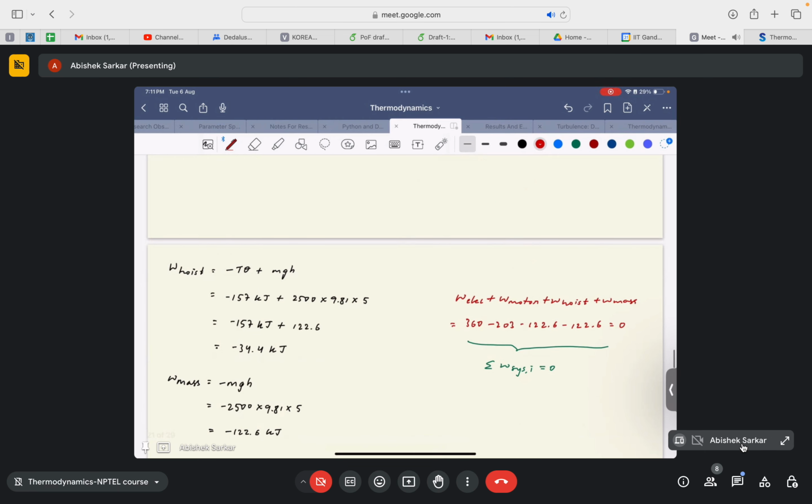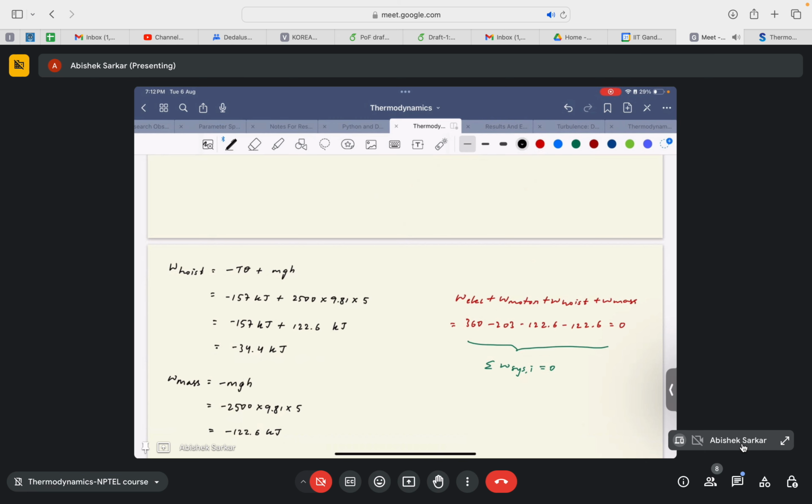So now for the hoist mechanism again, since it is receiving work of T theta from the electrical motor, it will have the net work input as minus T theta, so it will be minus 157 kilojoule plus mgh, that is the work done by it to raise the weight, which is 2500 kg into 9.81 into 5. So we get minus 157 plus 122.6 kilojoules. So the net work interaction in the hoist mechanism would be equal to minus 34.4 kilojoule.